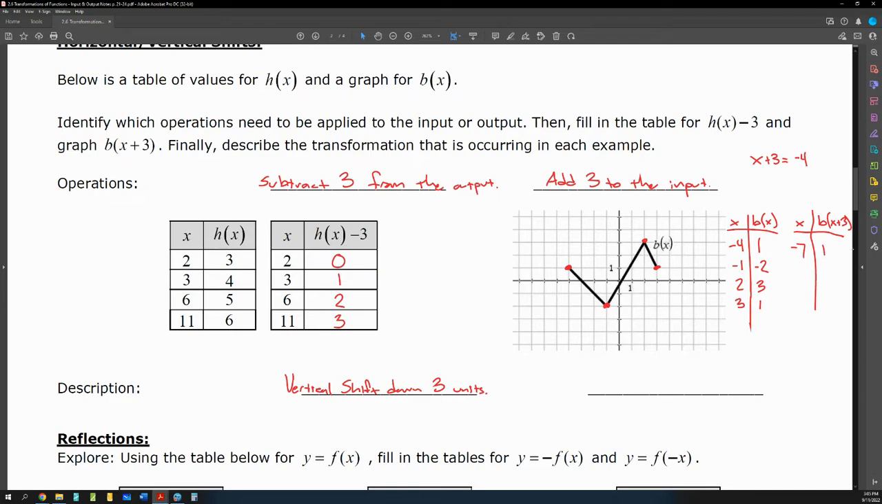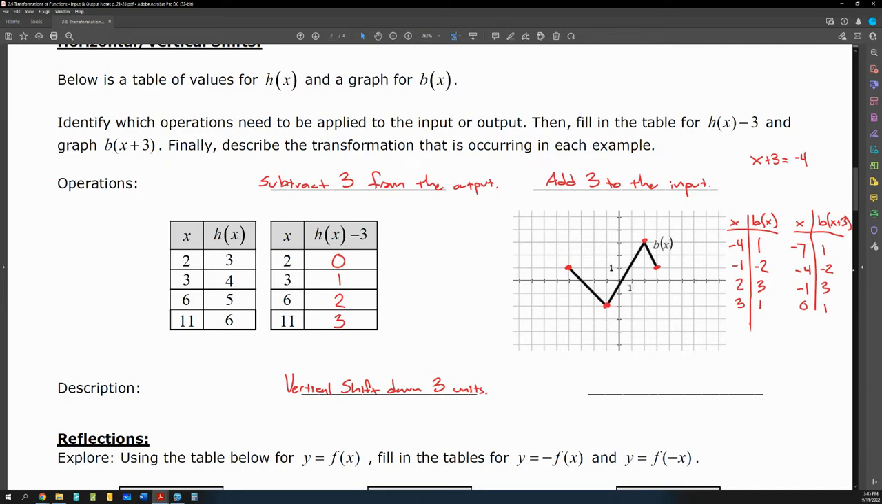Okay? The next one, again, for what value of x, when we add 3, do we get -1? The answer is -4, and this evaluates to -2. For what value of x, when we add 3, do we get 2? The answer is -1, and then when we evaluate, we get 3. And finally, our last point, we have 0, 1.